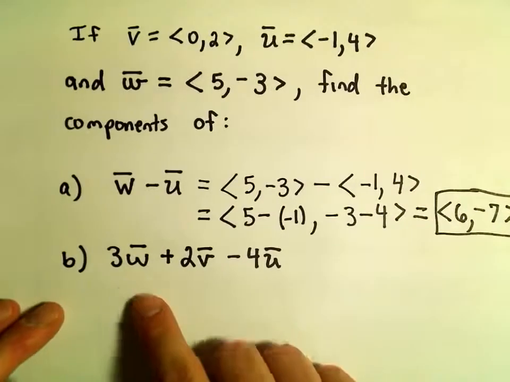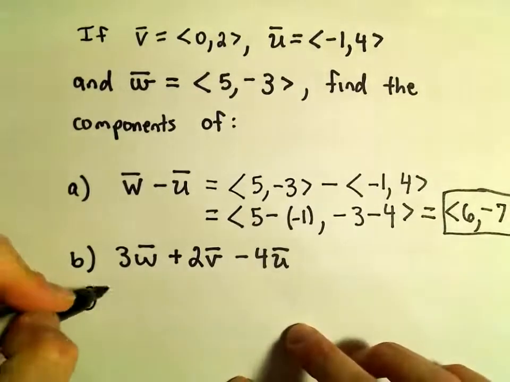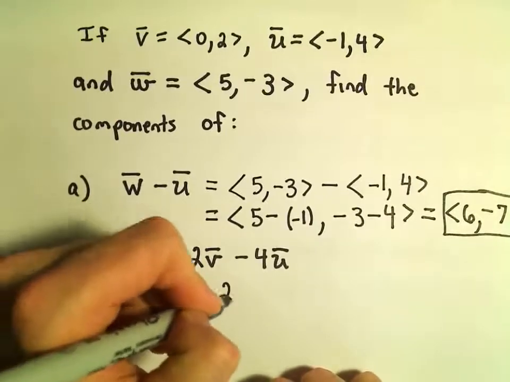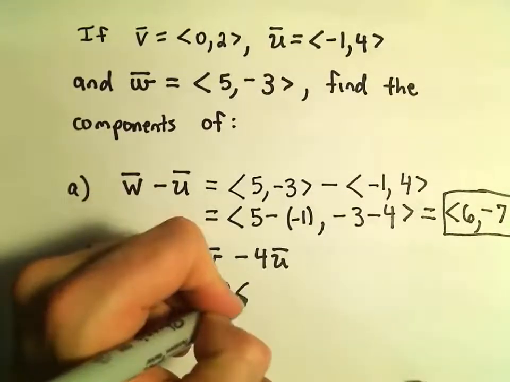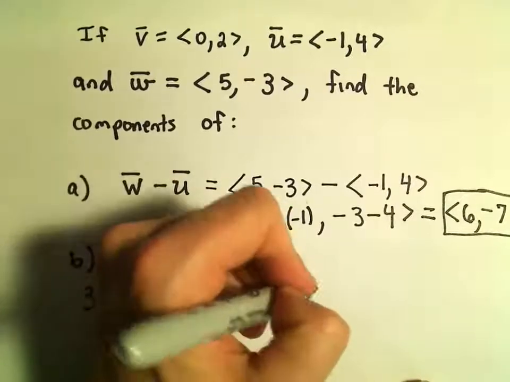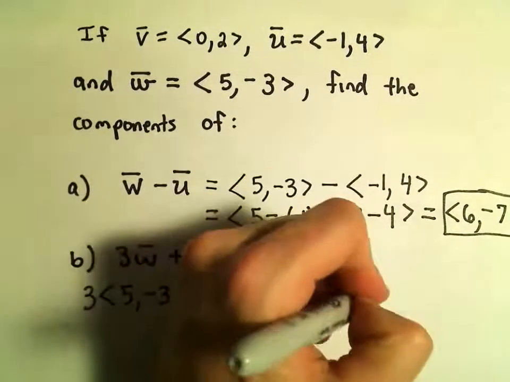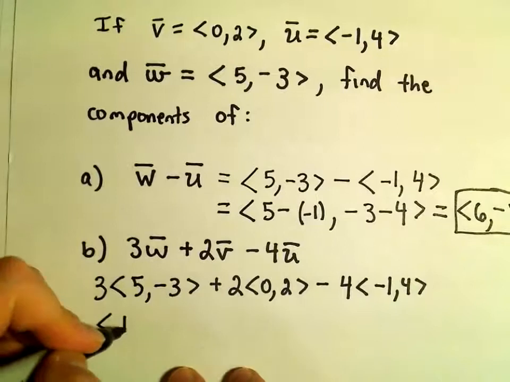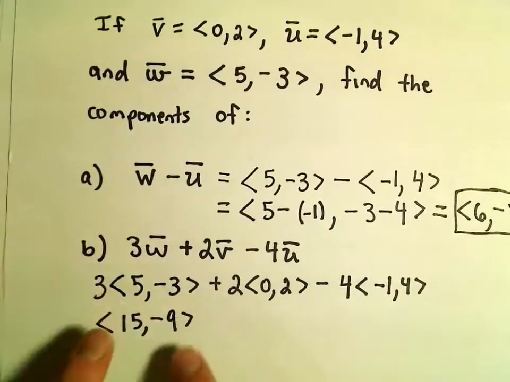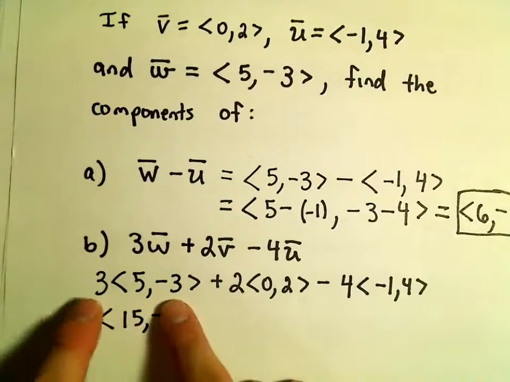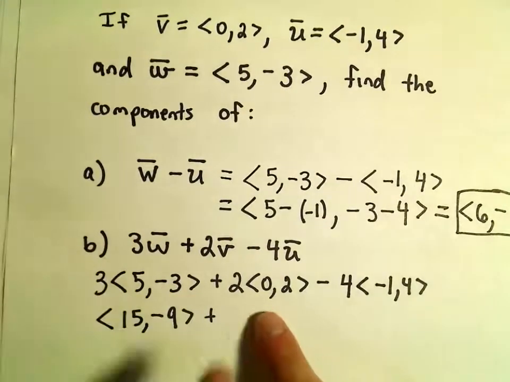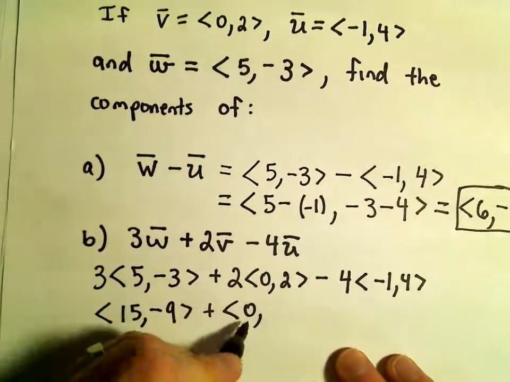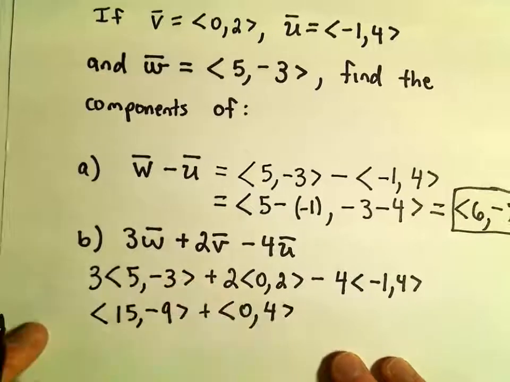Okay, so part B, kind of combining both ideas. It says take 3 times vector W, which has components of 5 and -3, plus 2 times vector V, which has components 0 and 2, minus 4 times vector U, which has components -1 and 4. Well, if we distribute the 3, we'll get 15 and -9 for the components of our first vector after multiplying. It basically feels like distributing, so 2 times 0 will be still 0. 2 times 2 will give us 4.